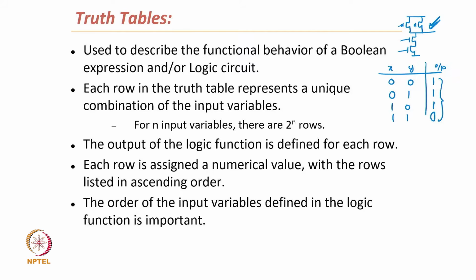Each row in the truth table, for example, these are the rows, each row in the truth table represents a unique combination of the input variables. So, for 2 variables we have 2 to the power 2 combinations. So, if we have n variables in our gate, then we have 2 to the power n unique combinations.